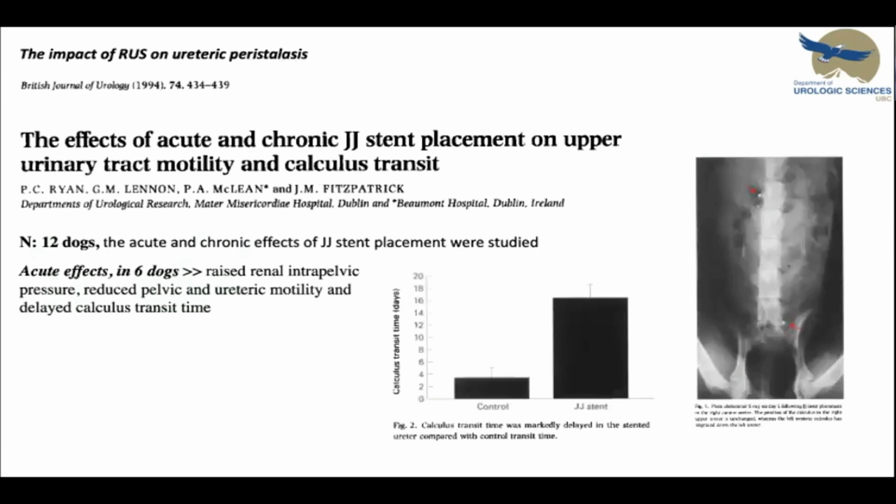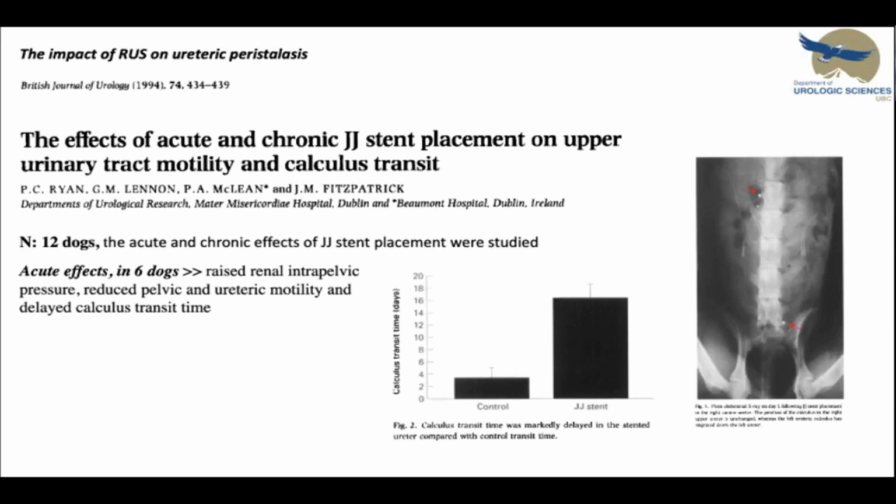The same group did another study to determine the pathophysiological changes in upper urinary tract motility and calculus transit which may occur following double J stent insertion. At this time, they studied the acute and chronic effect of double J stent placement. Intra-ureteric pressure and motility were measured in a similar fashion by passing a pressure catheter.